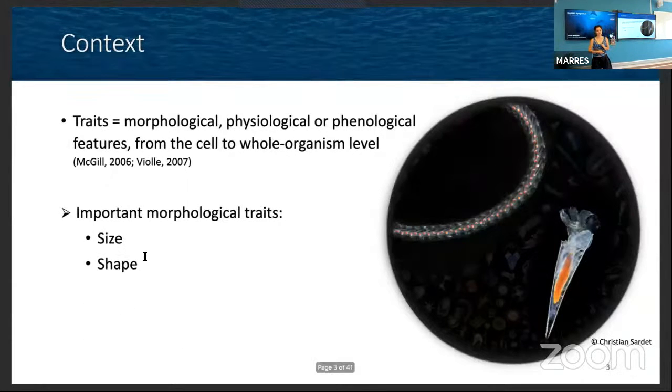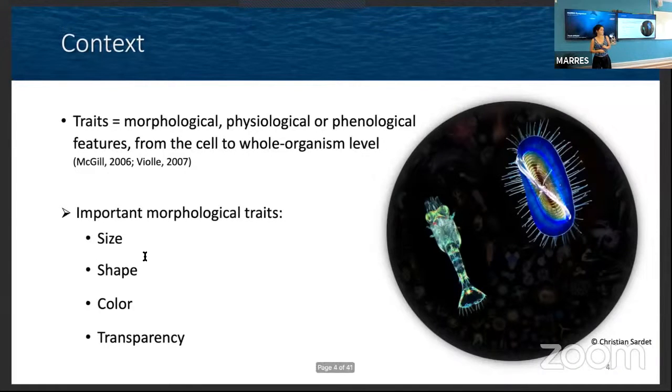Sorry. So to study the plankton, one of the main tools is traits. Traits are morphological, physiological, phenological features at different scales. So it can be from the cell to the whole organism. And the most important ones I will detail right now, and these will be the ones that I will use during this presentation. So there is size and shape, like this colonial cyclop or this microscopic mollusk, but there is also the color and transparency.